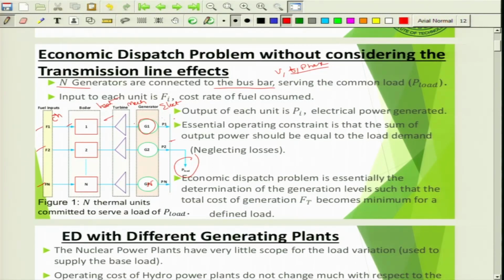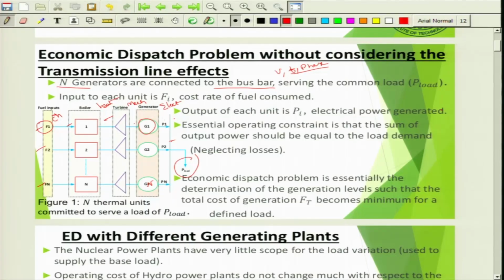Now the input to each unit is Fi, that is the cost rate of fuel consumed. The input is expressed in terms of chemical energy, and it has its own cost. The thermal unit has its own cost, where the cost is due to the coal, and the output of each unit is Pi, and electrical power is generated.